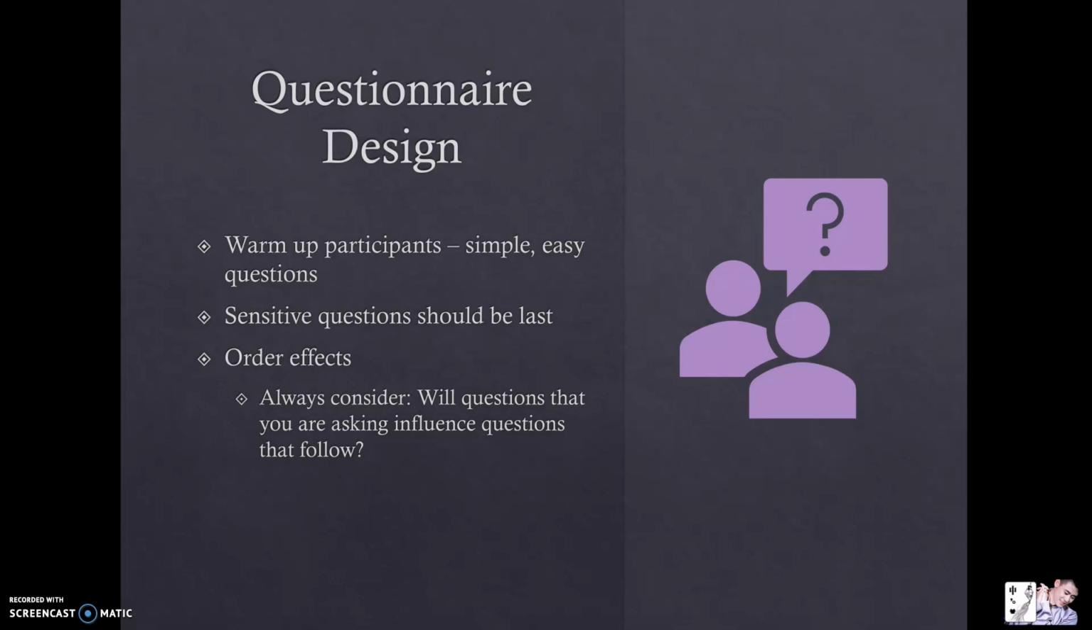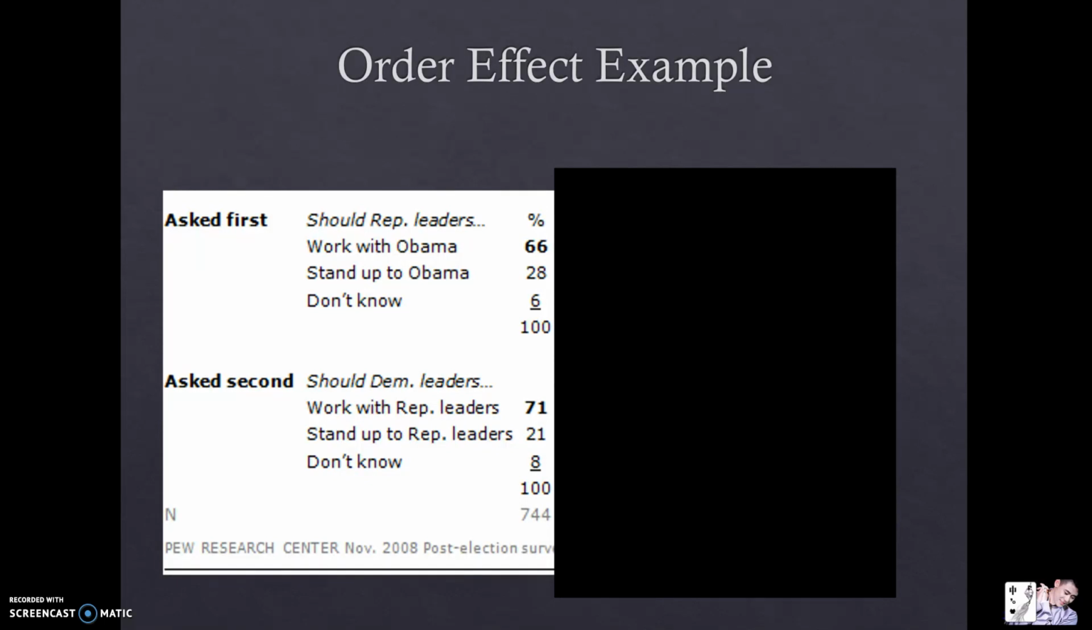Let me give you an example here. On the National Election Survey, if you ask, should Republican leaders work with Obama, and then ask, should Democrat leaders work with Republican leaders, or stand up to Republican leaders, or don't know, you will see that for the first question, 66% of people think Republican leaders should work with Obama. And for the second, 71% of people think Democrat leaders should work with Republican leaders as well. So it's kind of a mutual respect relationship.